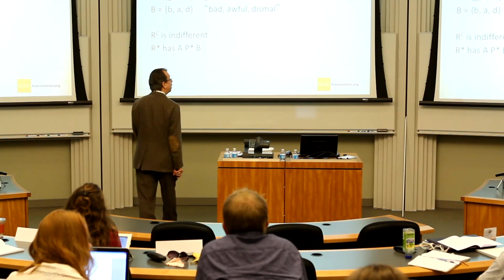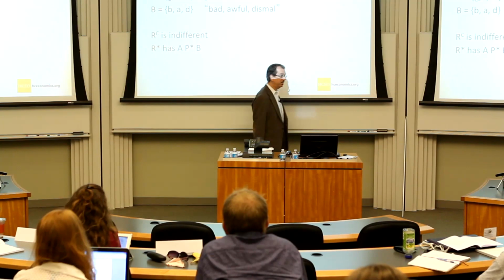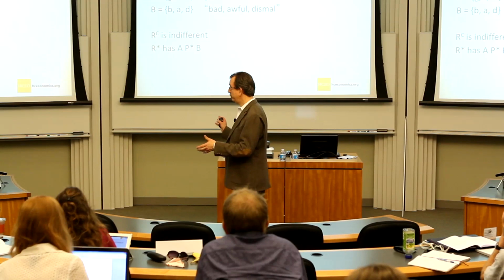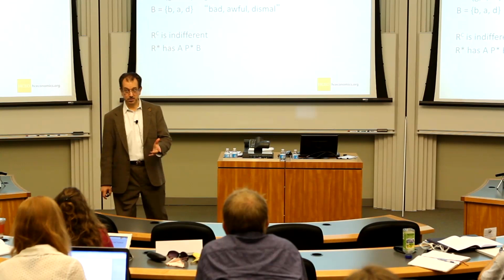I'm going to do two more examples, and that's it. First example is pretty obvious. And this is Sen's example from the Arrow lectures. It's great, terrific, wonderful, bad, awful, dismal. And these are the two sets, A and B. And no doubt, RC, the counting one, is totally indifferent between those two. And that was his example to show how stupid that is.